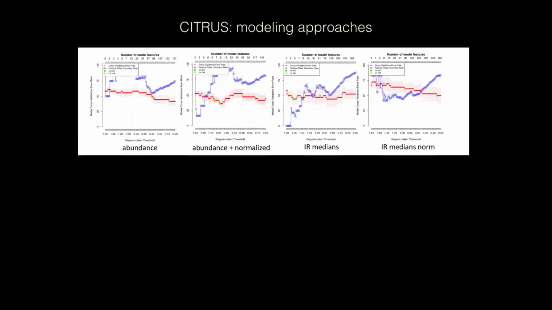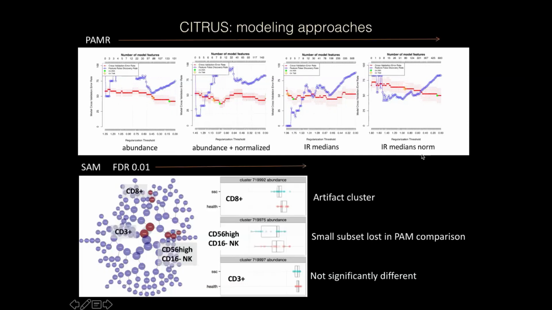This is some negative results that you usually don't see in publications, from a different study. We compared cohorts that were pretty much identical, and you can see that none of these PAM models do any better job than a random 50-50 guess. So this red line is hanging around 50%. We compared abundances, we compared inhibitory receptor median expression, we tried normalizing the scales or not normalizing the scales, and the result is pretty much the same. And that's expected. However, when we look at SAM results, SAM actually found several clusters to be significantly different in these two cohorts.